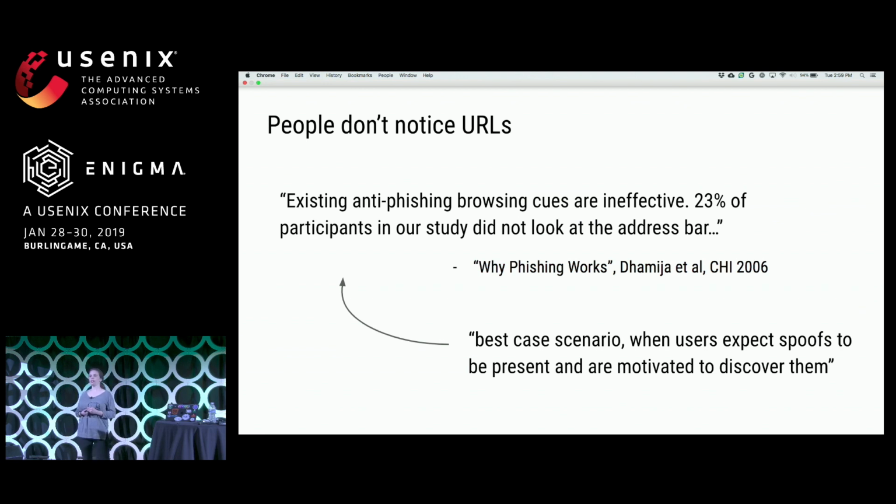But if you think about it, 23%, that's a pretty shockingly high percentage of people who didn't know to even look at the fundamental user-facing security mechanism of the web. And in this scenario, this is a best-case statistic, because in this study, the participants were primed to try to identify fraudulent sites. So the paper predicts that in a more naturalistic scenario, this number might be even higher.